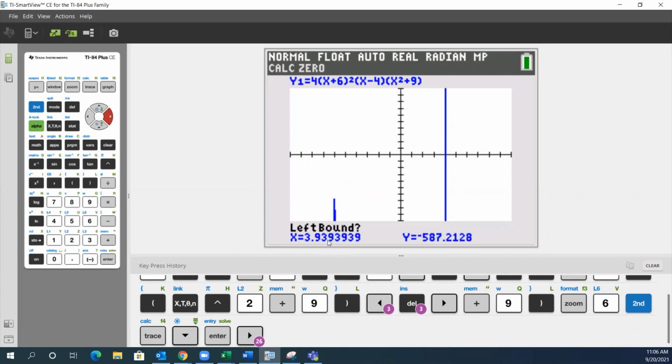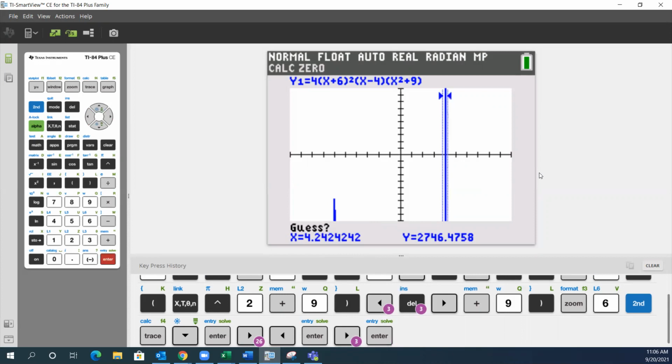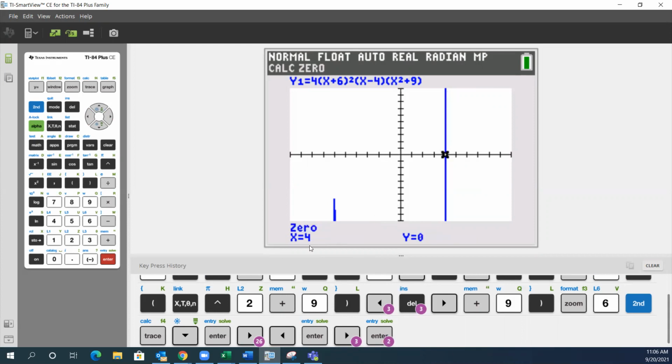Okay, that's to the left of x equals 4. So I'll hit enter. Then it says go to the right. All right, that'll be to the right. Okay, and those two dotted lines, yep, they contain the function right there. Enter, and yep, the 0 is at x equals 4. I wonder if the other one is over here at x equals -6. It could be.